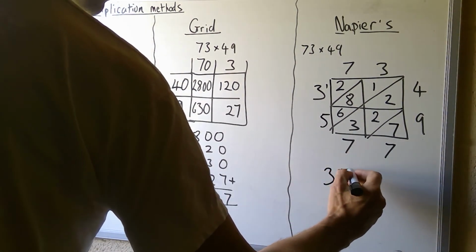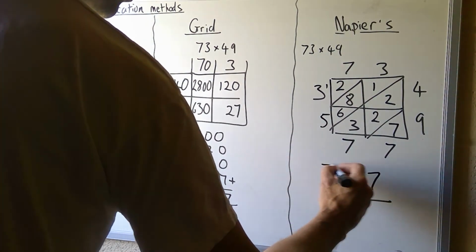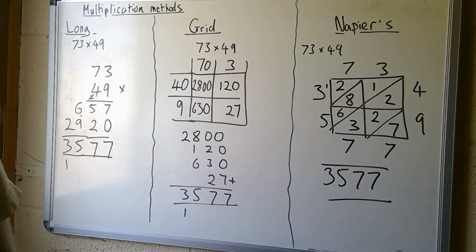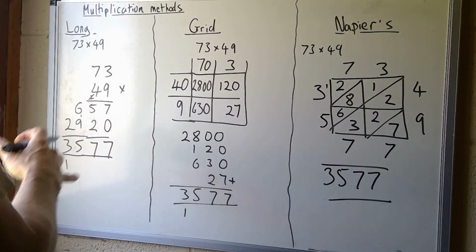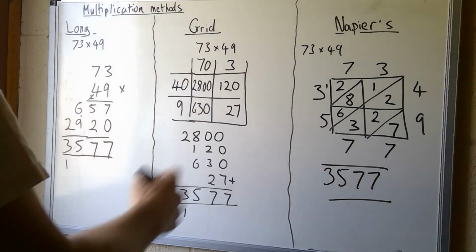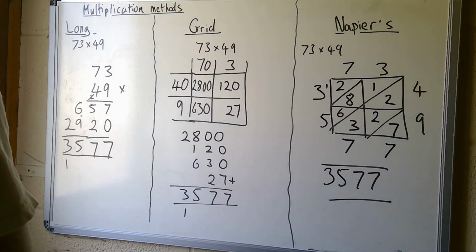So 3,577. 3 different ways of doing the same calculation. You can choose one method or choose different methods for different questions, whichever suits you.